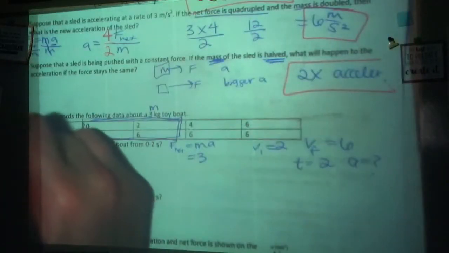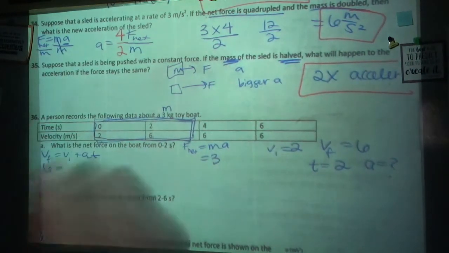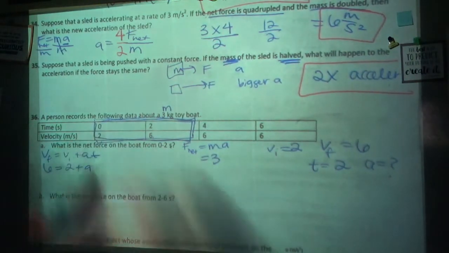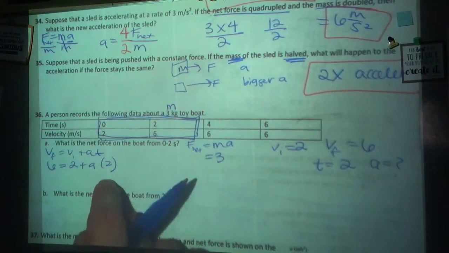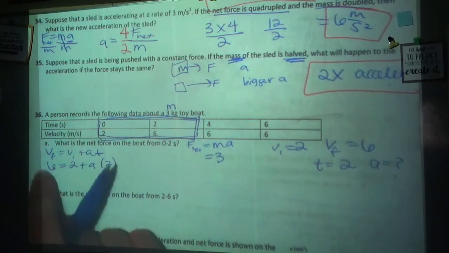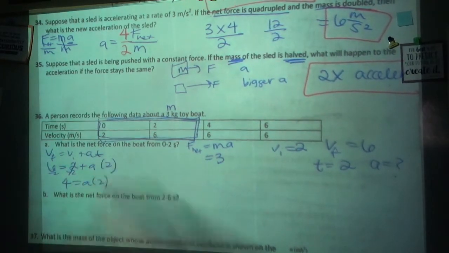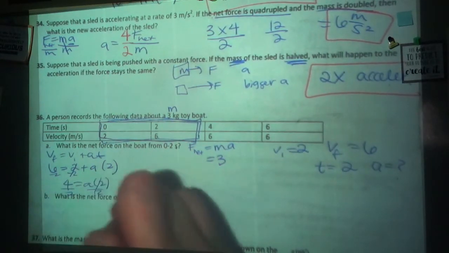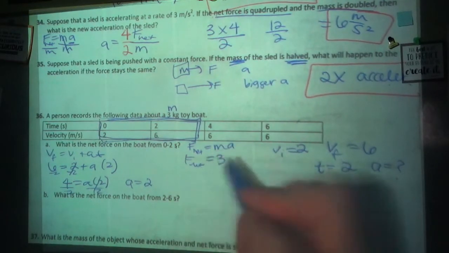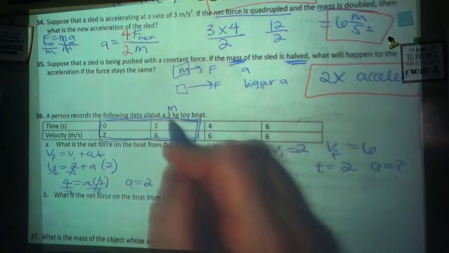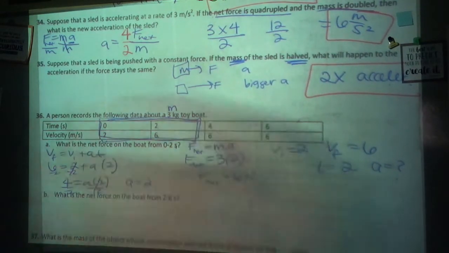So I can plug into my VF equals VI plus AT. Final velocity is 6, initial velocity was 2, A is what I'm looking for, and time was 2. In order to solve this, I cannot combine these because they are not like terms. So I have this 2 here, I'm going to subtract it over. Minus 2, that gives me 4 is A times 2. Now I can divide the 2 over, and that's going to give me acceleration is 2. And then I'm not done because I actually wanted the net force, but net force is mass times acceleration. Mass is 3, acceleration is 2, so my net force is going to be 6 newtons.